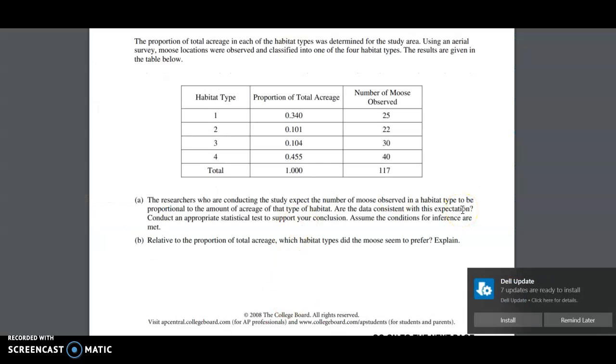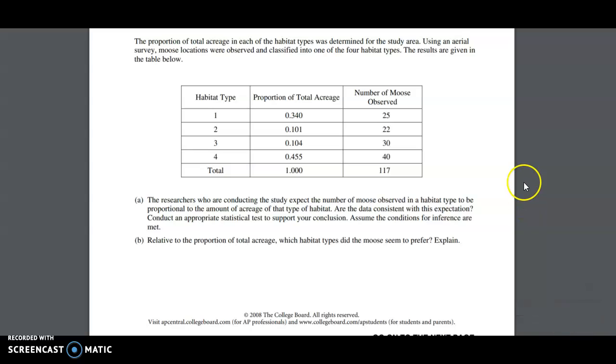We have the observed counts listed here. So we observed 117 moose in each of these 4 different habitats. We need to look at each of them and break down if they're proportional the way that they should be. Looking at habitat type 4, 45.5% of my 117 moose should be in habitat 4. So it does happen to be the highest number that's there. But then you can see the discrepancy if I have a proportion of just over 10% in habitat 3, but that's the second highest concentration of observed moose.